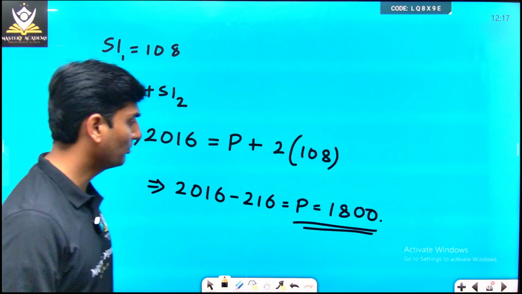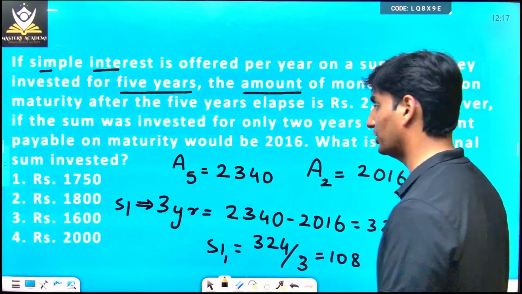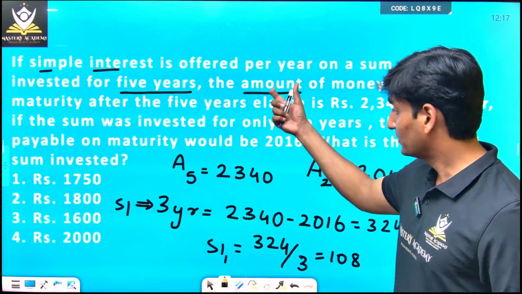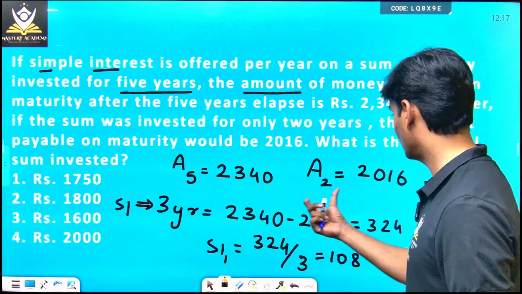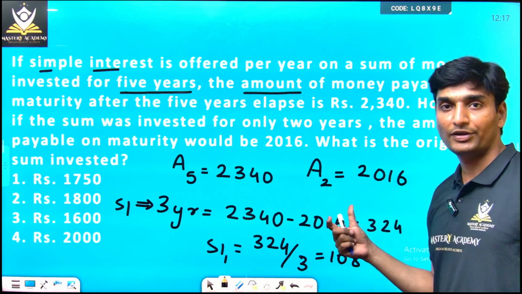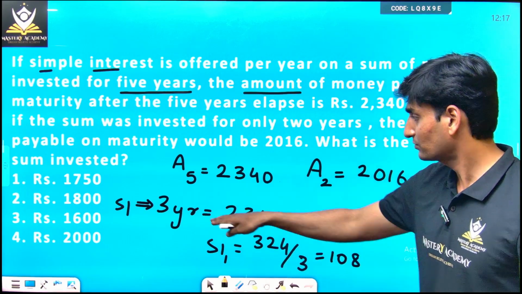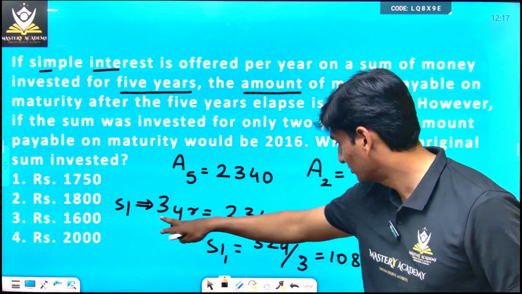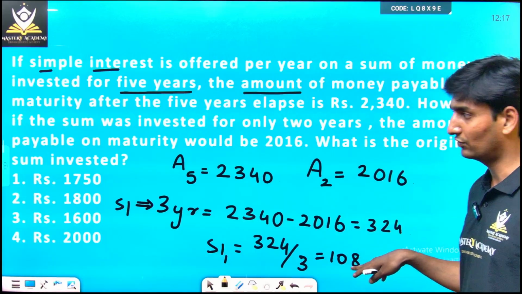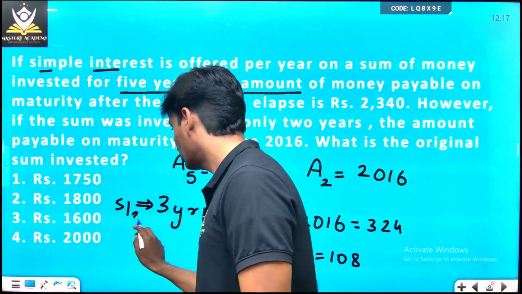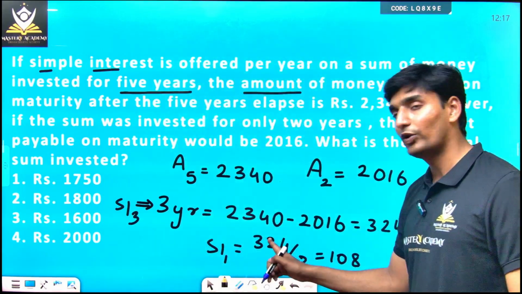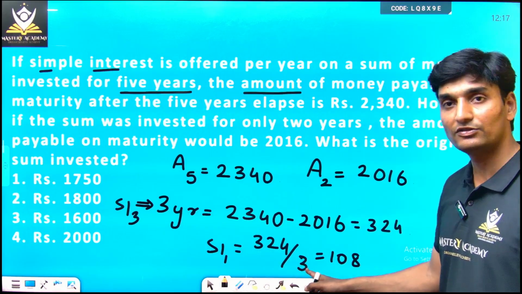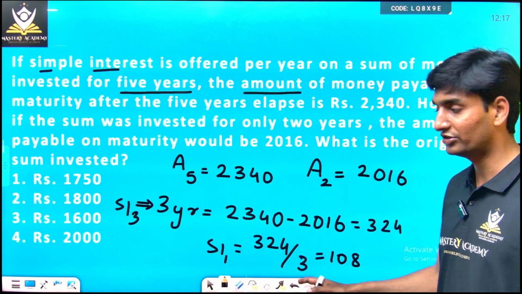Remember guys, what we have done here, you can also calculate with respect to the formula, but as they have given the amount for 5 years and for 2 years, simple interest will be the same for each and every year. So the difference we have obtained, simple interest for 3 particular years, will be 324. For 1 year, if you want the simple interest, you divide it by 3, as the amount is going to be the same for each and every year.